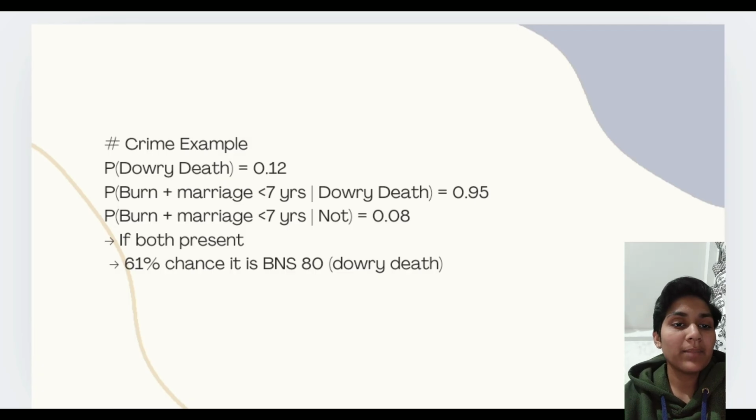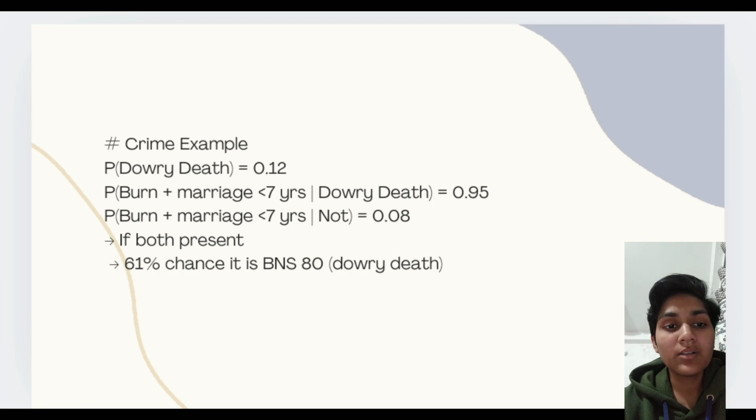Example, crime example. Probability of dowry death equals 0.12. Probability of burn injury plus marriage less than 7 years given dowry death equals 0.95. Next, probability of burn injury plus marriage less than 7 years given not dowry death equals 0.08. If both are present, 61% chance it is BNS 80, dowry death.